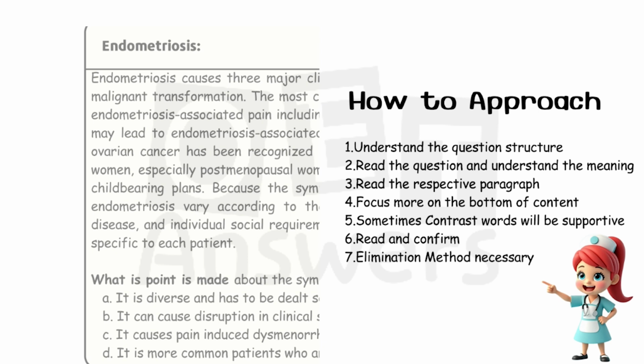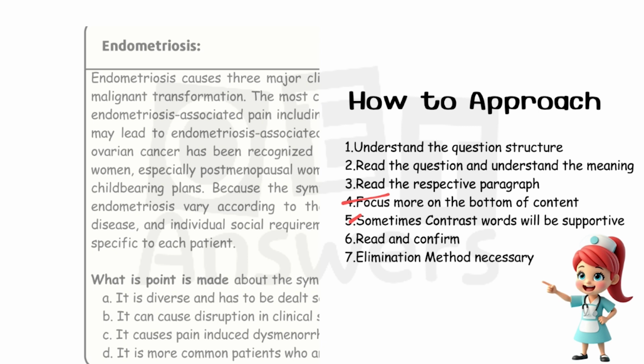Coming to the fifth point, sometimes contrast words will be supportive, like although, however, even though, because, but. These contrast words will help to enhance the sentence a little bit. It will highlight the point. Sometimes it will help, sometimes when you cannot find the words in the location.